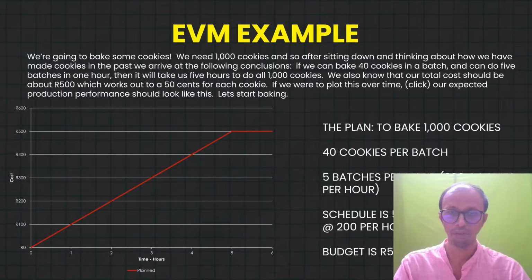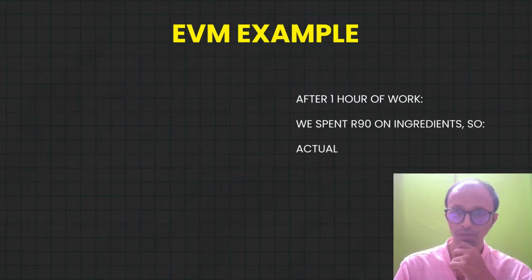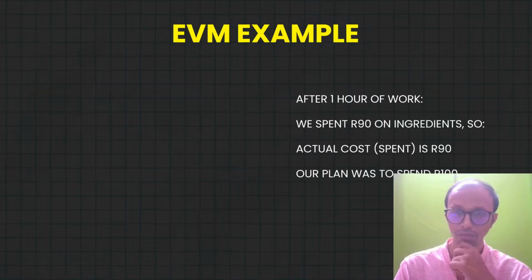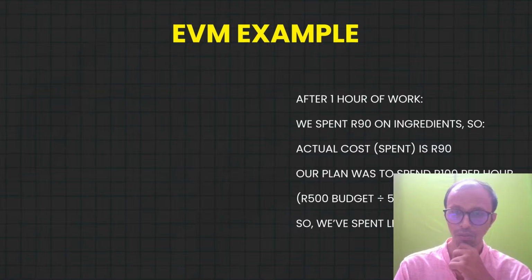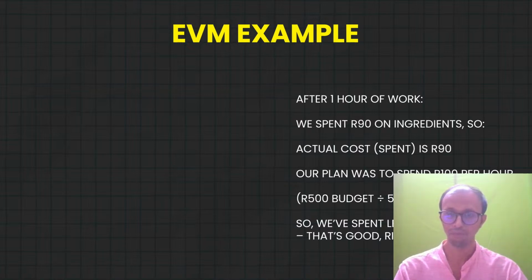Now when we executed it, after 1 hour of work, we spent 90 rands on ingredients. Okay, so the actual cost that we spent is 90 rands. Our plan was to spend 100 rands per hour, but we spent 90 rands. So the budget is 100, 5 hours, so 100 rands per hour, but we actually spent 90 rands. Okay, so we have spent less than what we have planned.